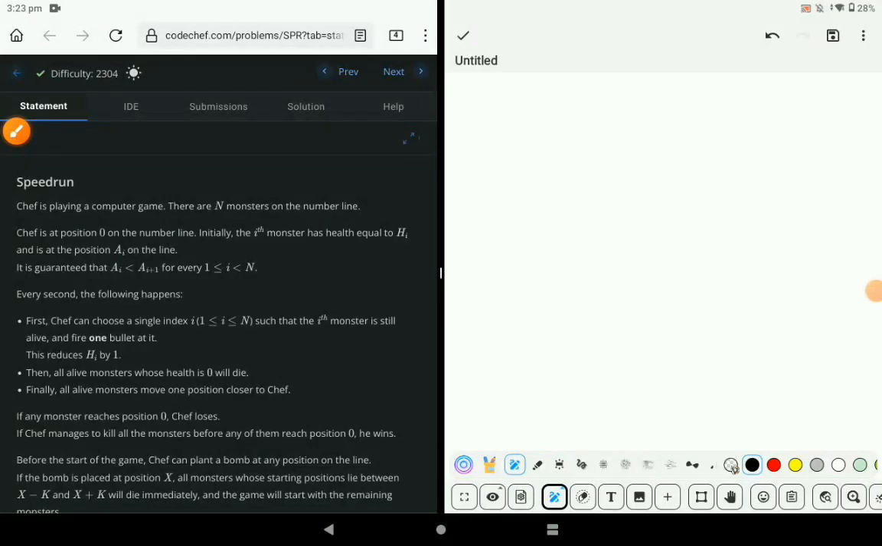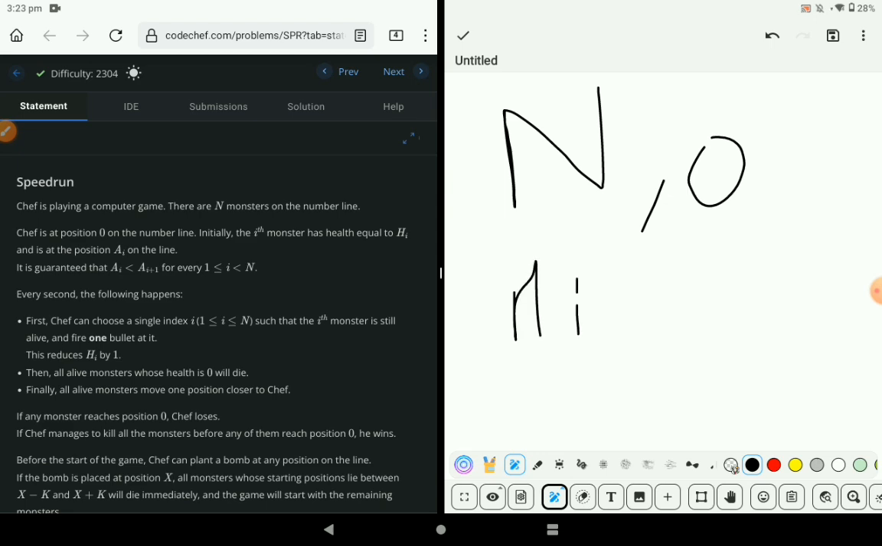Okay, so basically the problem states that Shape is playing a computer game. There are n monsters on the number line. So again there is a use of the number line. Shape is at position 0 on the number line. Initially the ith monster has health equal to h i, and it is at the position of a i. It is guaranteed that a i is smaller than a i plus 1.